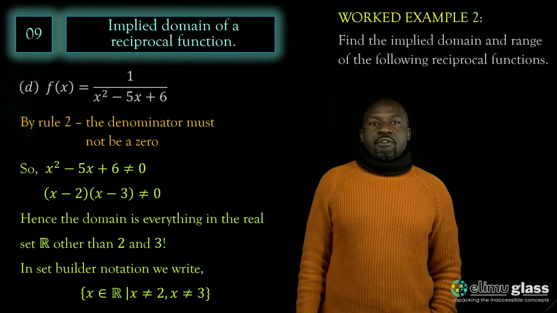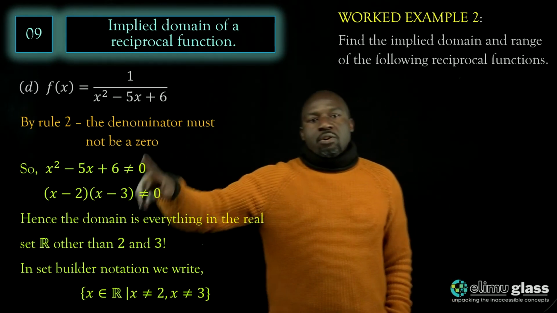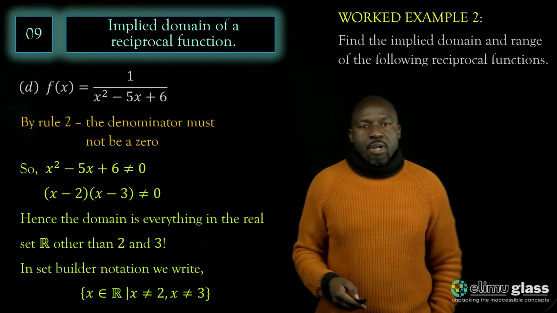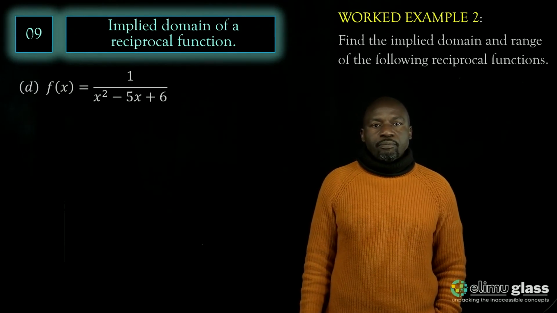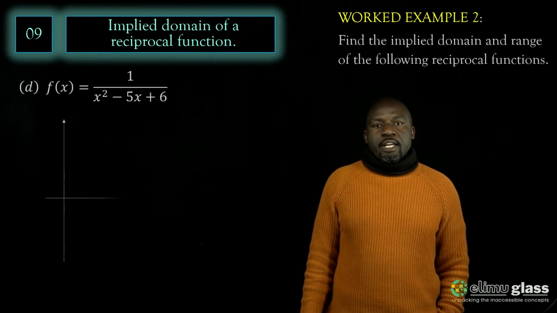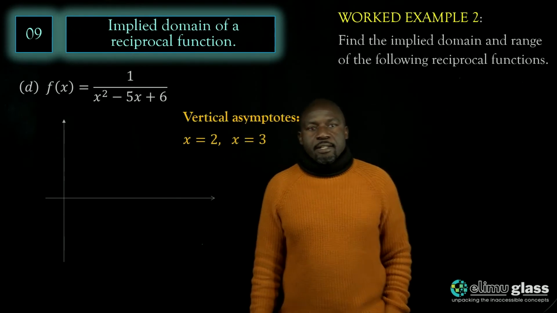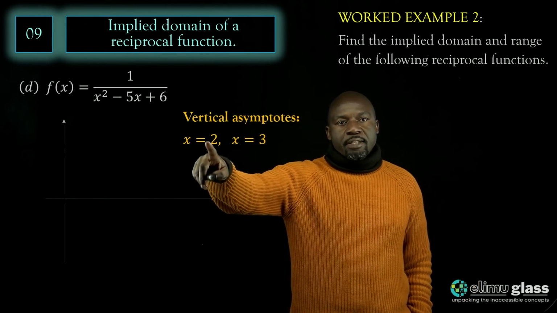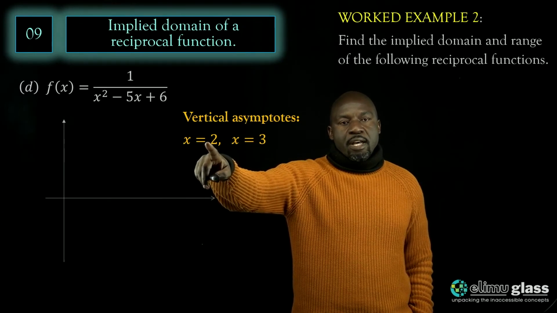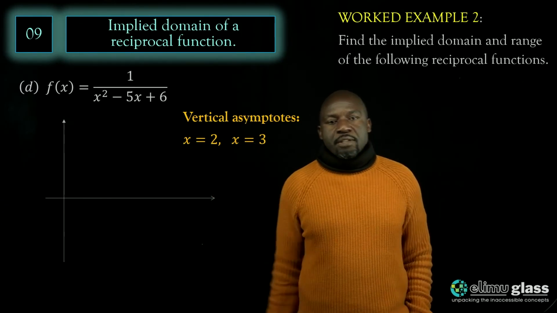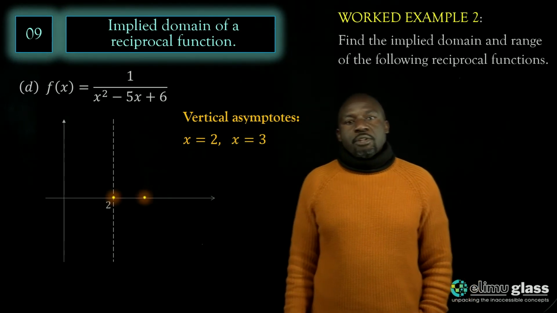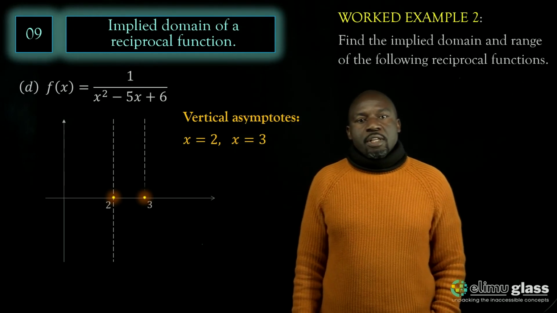Okay, let's sketch the graph. Because there are 2 disallowed values of x, it also means we have 2 vertical asymptotes. So let's sketch the y-axis and x-axis. We have a vertical asymptote at x equals 2. In other words, x is not allowed to be 2, so it is a vertical asymptote, and the same for 3. So at 2 there is a vertical asymptote, and we have another vertical asymptote at 3.